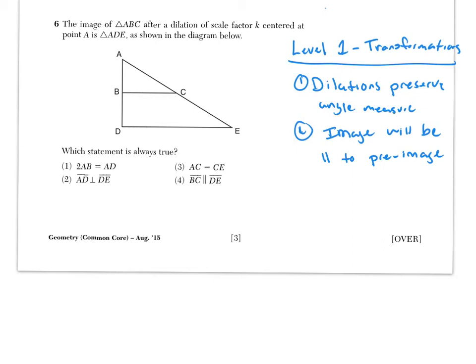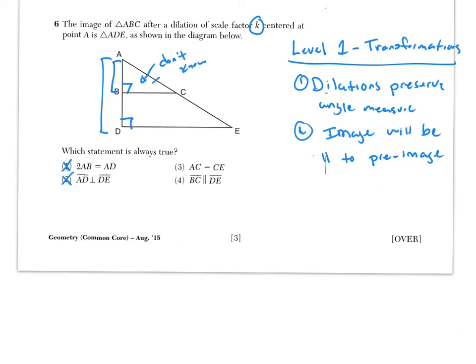So if you go through these, I'll tell you this. Number 1 says that 2 times AB equals AD. And that would be true if the scale factor was 2. But this says we have a scale factor of K, so we don't know that's true. That's out. All right. The second one says that AD is perpendicular to DE. So it's telling us that this is a 90-degree angle. And that would be true if we knew that this was a 90-degree angle. But we don't know that's true. It never says that those are perpendicular. So that can't be true. Now, if ABC was 90 degrees, then ADE would have to be 90 because angles are preserved. But that is out.